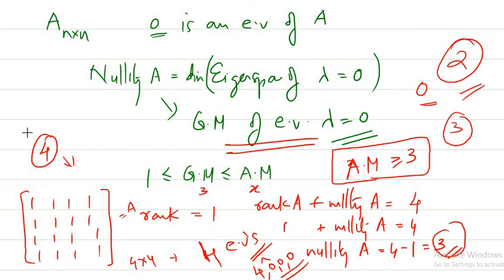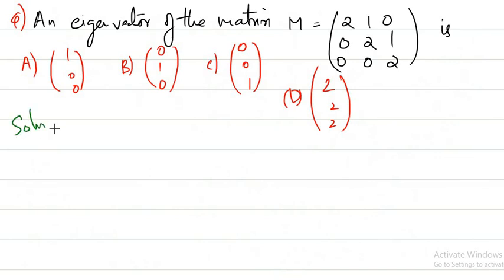Okay. So now we have one more question. It is actually the 55th question given in the sheet. So let us discuss that question. Given that an eigenvector of the matrix M, equal to 2, 1, 0, 0, 2, 1, 0, 0, 2, is which of the following? The first option is 1, 0, 0, the second one is 0, 1, 0, the third one is 0, 0, 1, and the fourth one is 2, 2, 2.